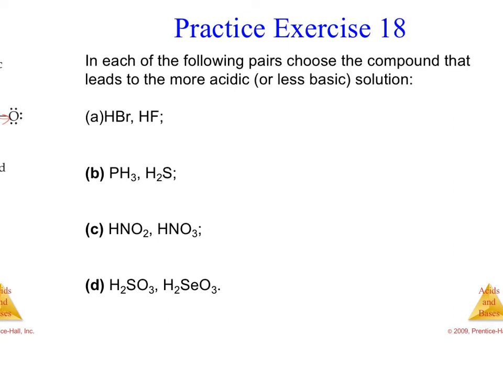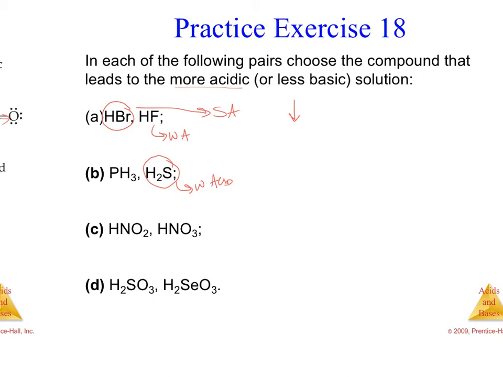We're looking for the more acidic solution. So HBr or HF, I know HBr is more acidic because it's a strong acid. HF is a weak acid. Also, I know acid strength increases going down the periodic table. More acidic. H2S, this I know is a weak acid.